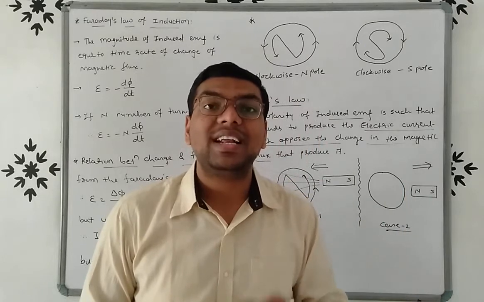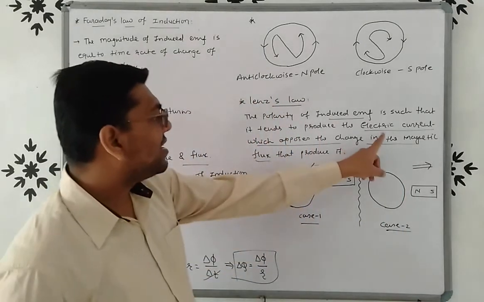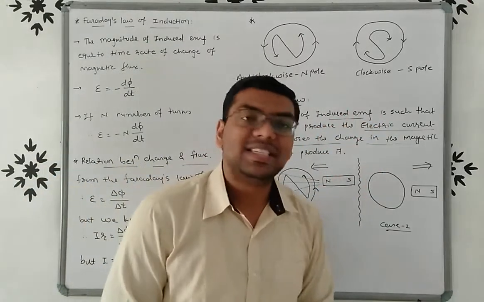Flux starts decreasing. But we know that here current is produced in such a way that it opposes the change in magnetic flux.